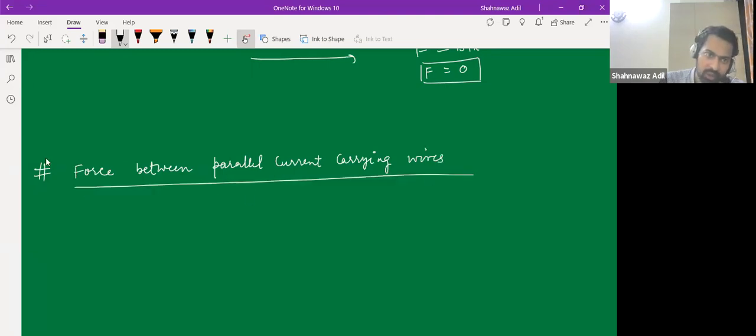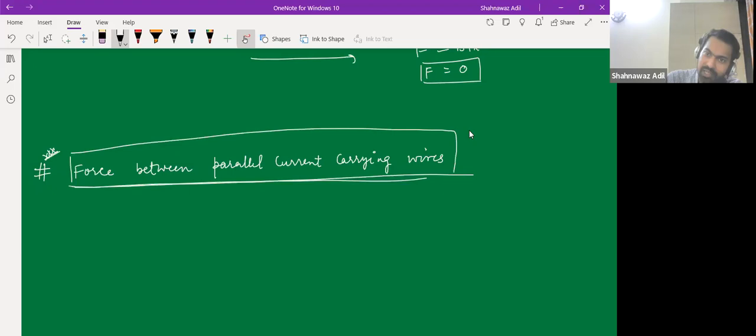This is a very important topic. This topic defines what is 1 ampere current. This was from this property in 1946. People gave the definition of 1 ampere using this property. So this is very important, right? The definition of 1 ampere comes from this property.